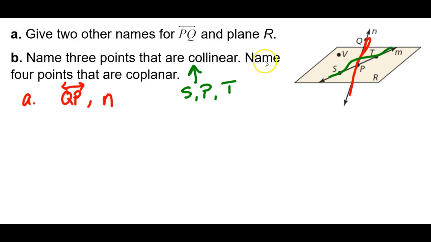So now I'm asked to find 4 points that are coplanar, so along the same plane. Well, I'm going to take that line that I just used with points S, P, and T. I also see that point V is on that same plane. So all I have to do for here is add point V in. So now I have my points that are also coplanar.